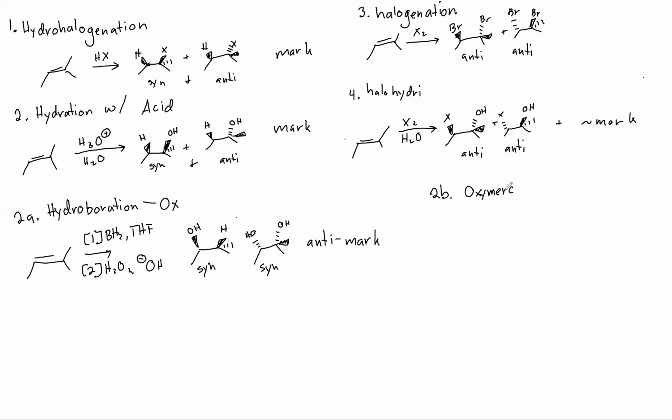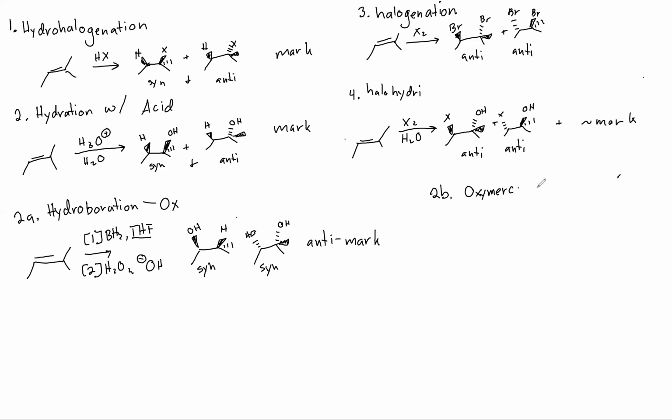2B, oxymercuration. What is the purpose of having THF and H2O2? THF is an aprotic solvent that allows the BH3 or BH4 to react, whereas the H2O2 is what causes the oxidation. They're both pretty important. The one that's probably less important would be THF.